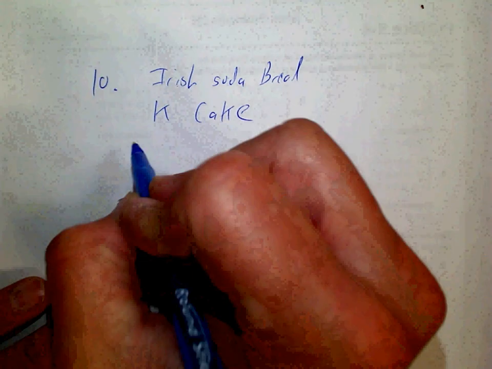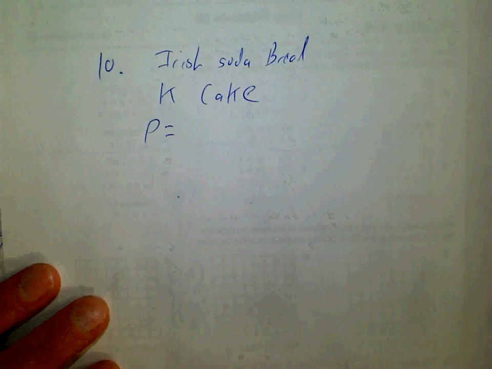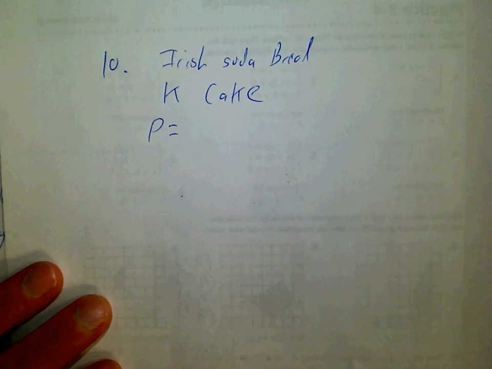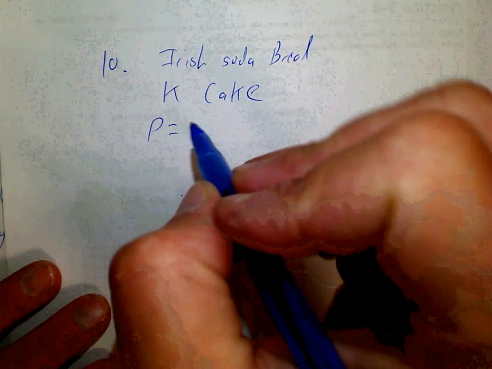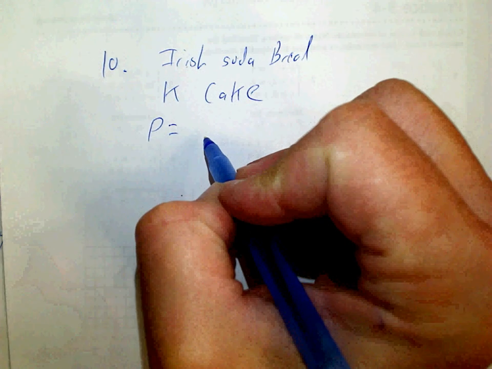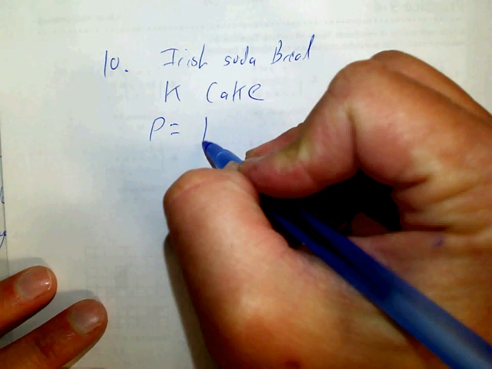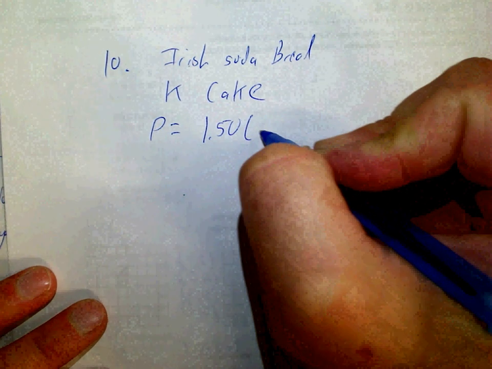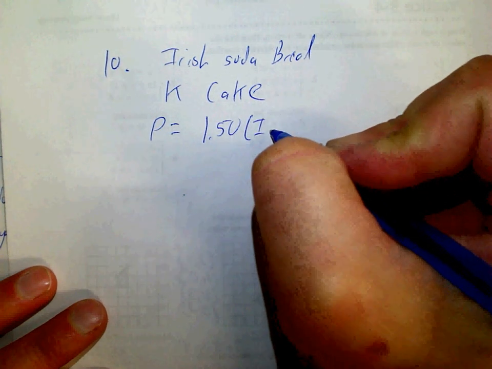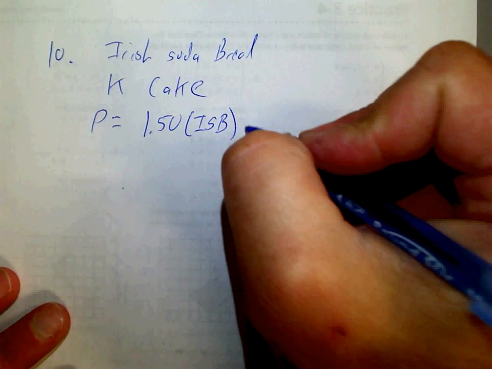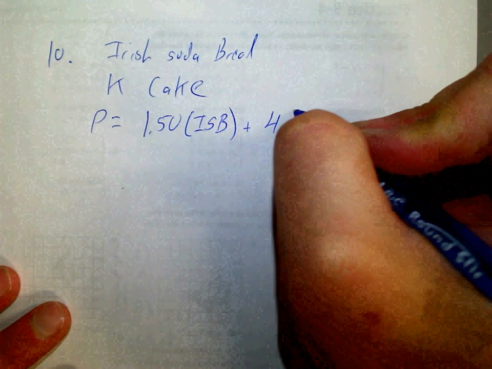And we're going to be able to make some money off of these, right? How much are we selling them for? Let's make a profit function. $1.50. Which one's $1.50? Irish soda bread. So you make $1.50 for every Irish soda bread, ISB. Y'all cool with that? And $4 for each cake. Y'all cool with that?